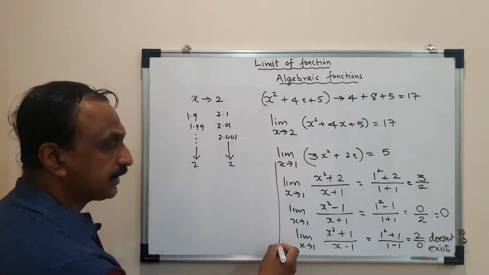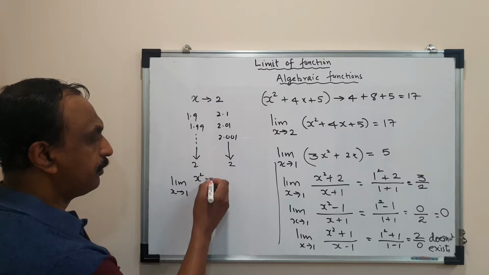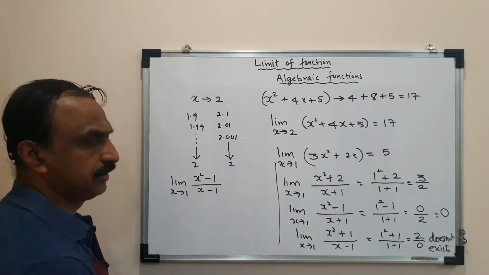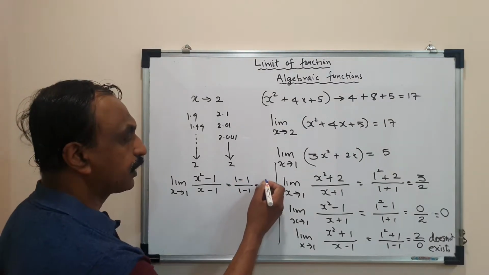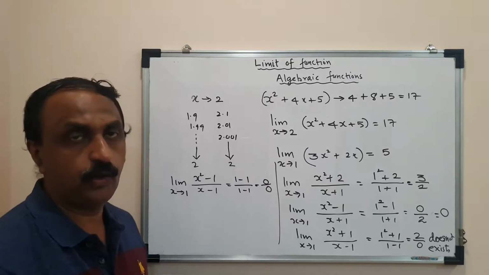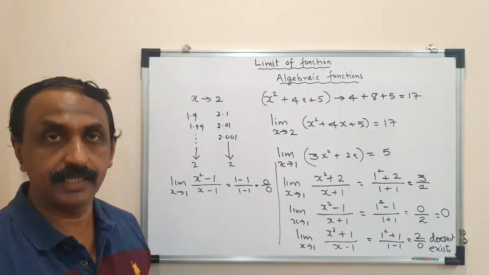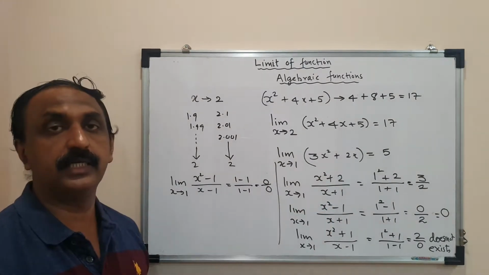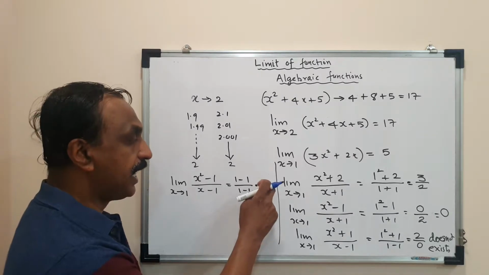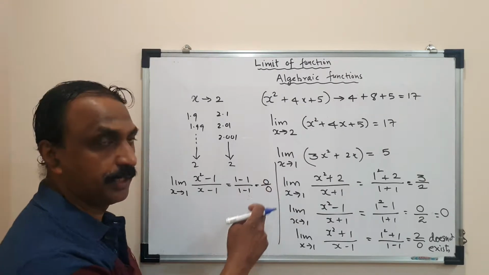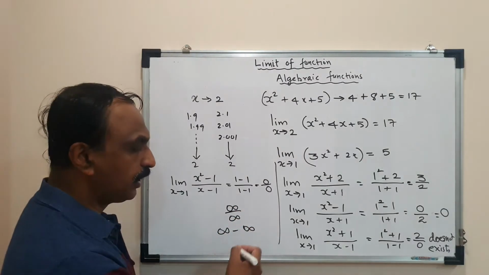Then we come to my last case, limit x tending to 1 of x square minus 1 upon x minus 1. In this case, the numerator will become 0 and the denominator will also become 0. We call this an indeterminate form. If the limit of the function happens to be an indeterminate form by direct substitution, then the direct substitution method will fail. So you are not supposed to apply the direct substitution method if you get an indeterminate form. What are indeterminate forms? 0 by 0, infinity by infinity, infinity minus infinity. All these are called indeterminate forms.